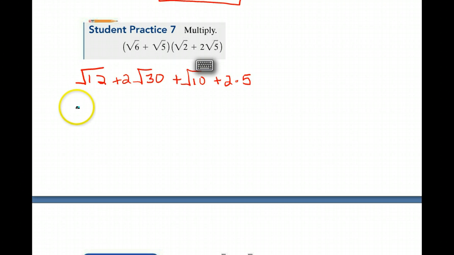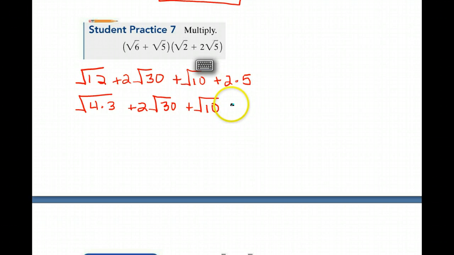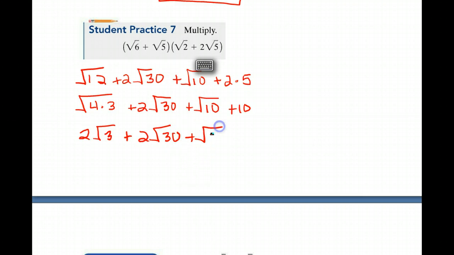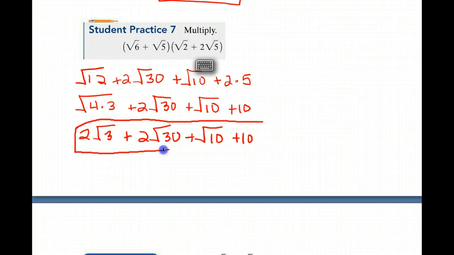We're going to start the simplification process. I'm going to break my root 12 into root 4 times 3. There is no perfect square that will go into 30. There is no perfect square that will go into 10. And 2 times 5 makes 10, so I can take care of that simplification. The square root of 4 is 2, so I'm going to bump that out front. So I have 2 root 3 plus 2 root 30 plus root 10 plus 10. I have no like radicals, and there is no further simplification that can be done, so at this point my answer is complete.